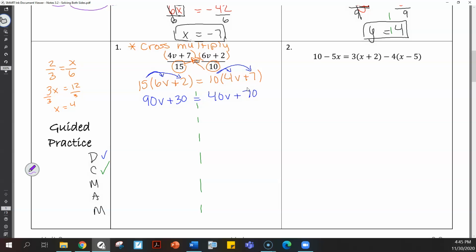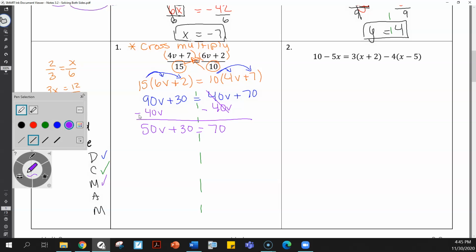If you really want to move 90V to the other side, go for it. I just like to move the one that's smaller. So 40V is positive right now, so I'm going to get rid of it by doing minus 40V. If I do it on one side, I have to do it on the other side. 90V minus 40V is 50V plus 30. Nothing happened to that. I didn't do anything to it, so I just bring it straight down. My 40V and my negative 40V are going to reduce to 0, so they go away completely. And then my 70, just like my 30, nothing happened to it. It just comes down. So I'm done moving my variables.